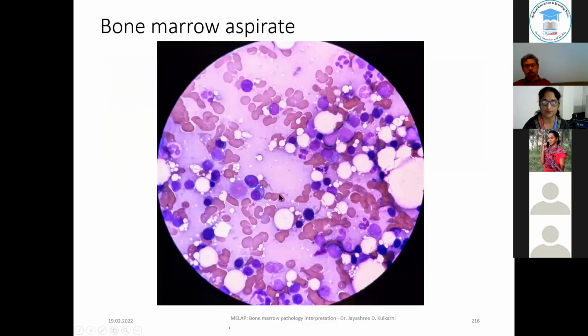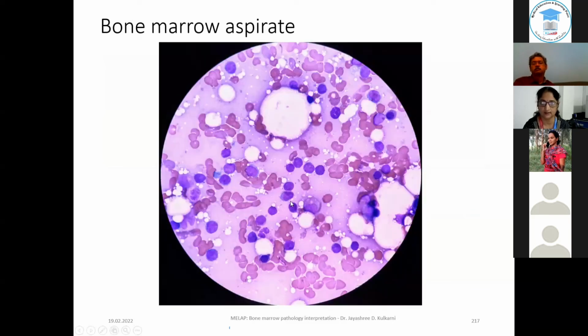So bone marrow was also done. Again, in the bone marrow, you are seeing these predominantly lymphoid cells in the background. These are your normoblasts, but there is one plasma cell here. Again, predominantly lymphoid, but there are some with more abundant cytoplasm.